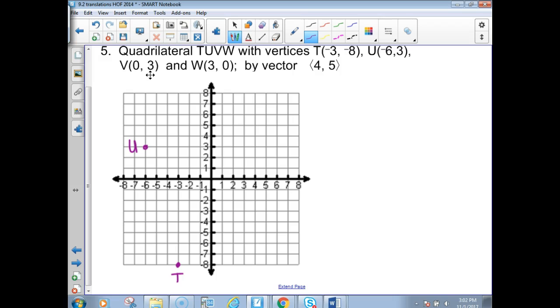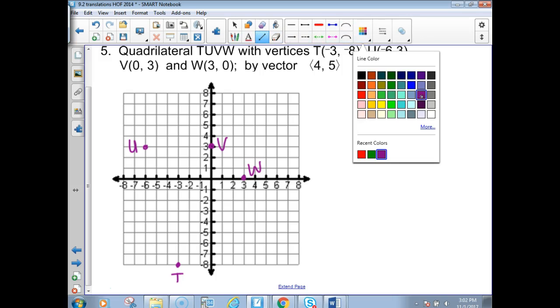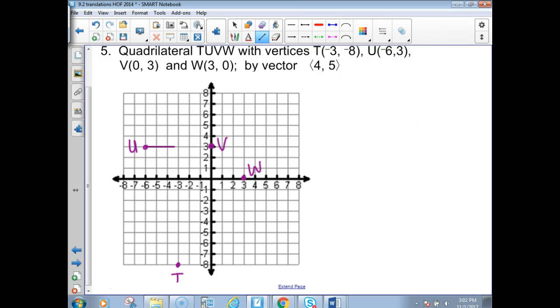Now here's why we write very carefully about your points. 0, 3 is don't go right or left, but go up 3. So that's right on the y-axis. And 3, 0 is on the x-axis. Okay, so they're different. Okay, I'm going to draw the figure.